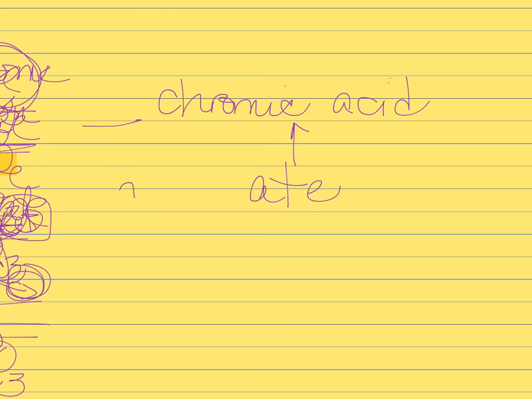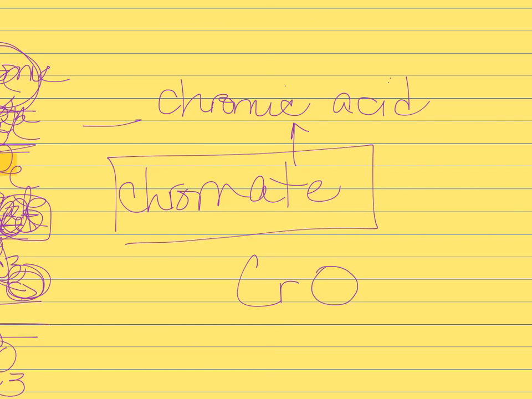All right, and now we have the name, chromic acid. Okay, so there is no hydro prefix, which tells us there is a polyatomic present. So now, what does ic go with? Ic goes with ate. Ate-ic. Okay, so chromate is the polyatomic ion that was used to make chromic acid. The formula for chromate is CrO4 with a -2 charge.